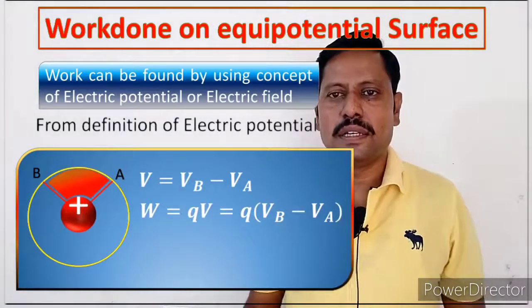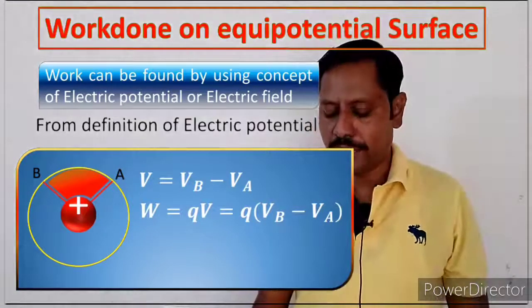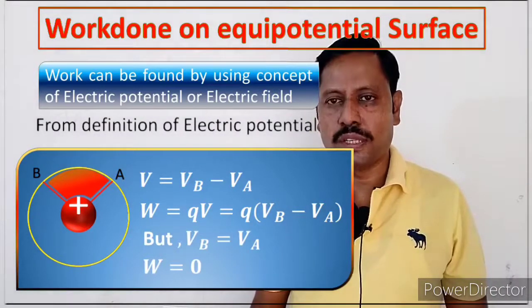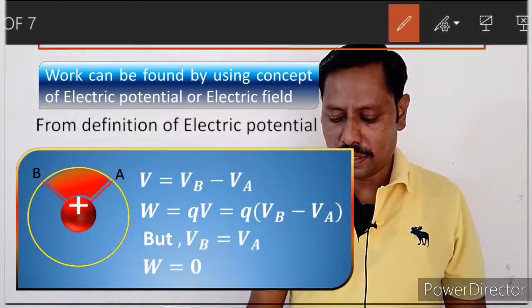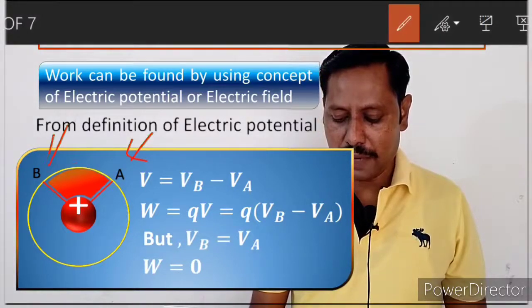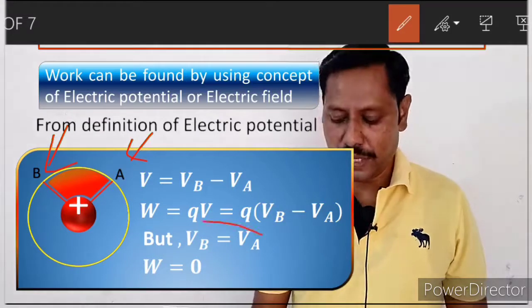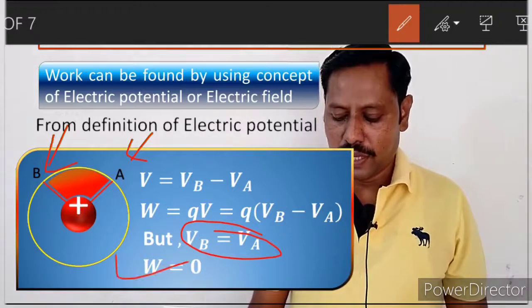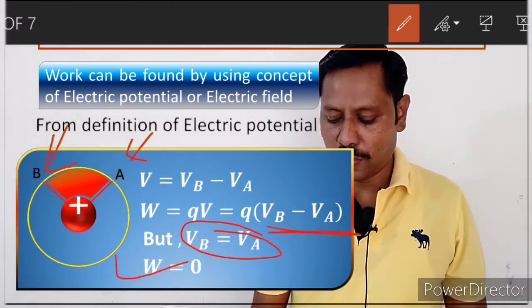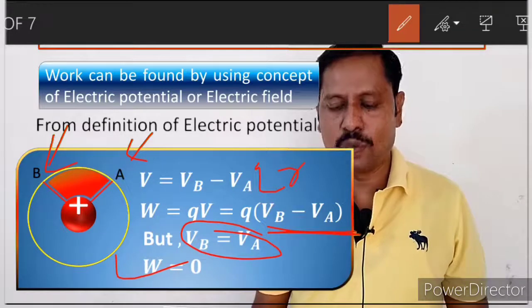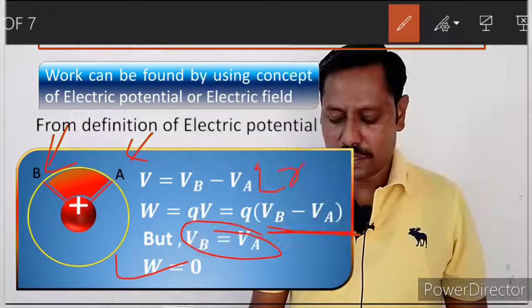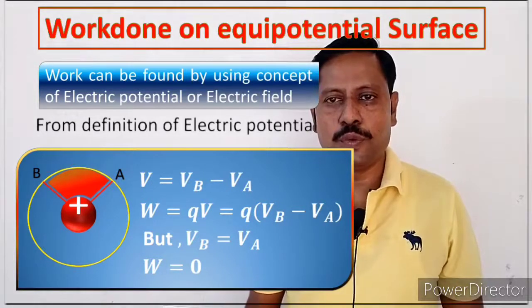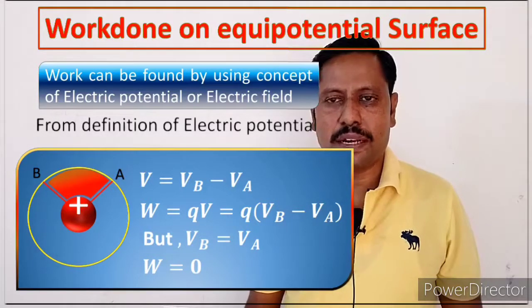Okay, and the value of V is now VB minus VA. So that's why we can write here W is equal to 0. Why? Because the value of potential at A and B is the same, that is VB is equal to VA. That's why the work done will simply turn out to be 0. This difference is 0, Q multiplied by 0 will be equal to 0. So that's why the work done is 0. This is the way which we have used by using the concept of electric potential.